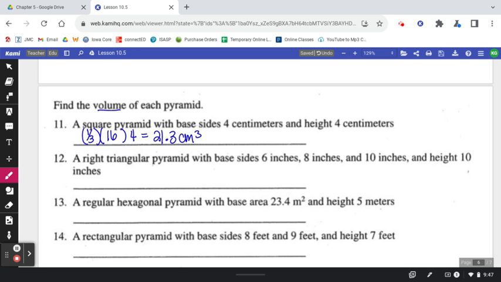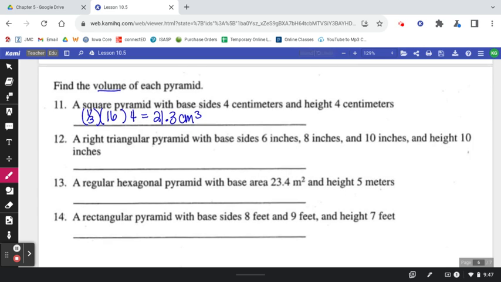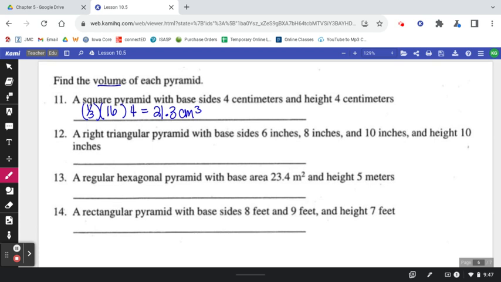Oh, and then they changed it on us. Good thing I was watching the... Okay, so this one they changed it. So they made us a right rectangular pyramid whose sides are 6, 8, and 10. And the height is 10.